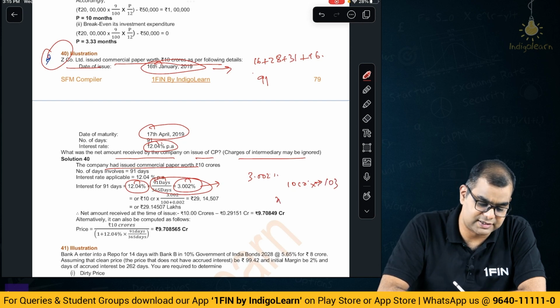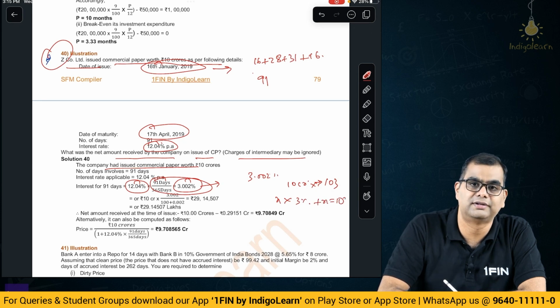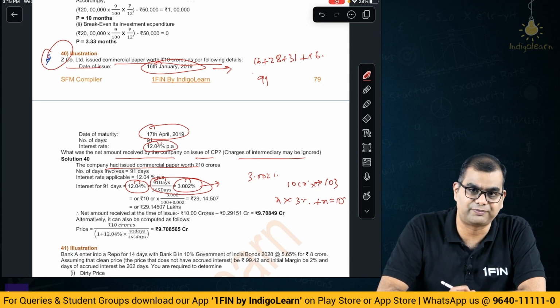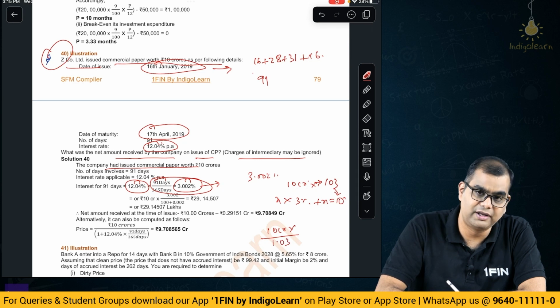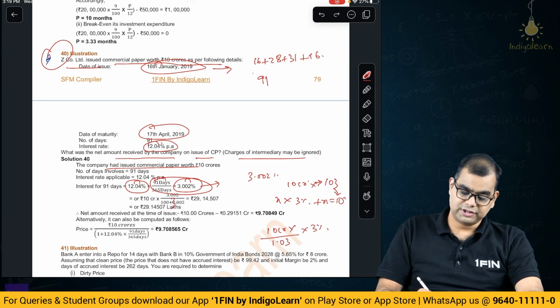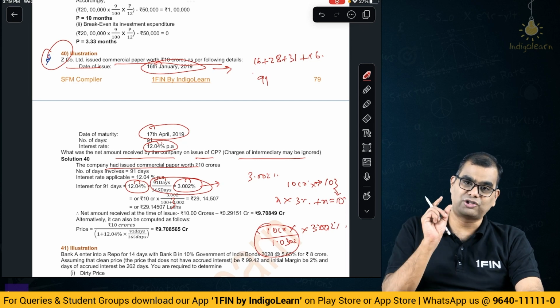So, there is some x into 3% plus x is equal to 10. Right. So, 10 is basically the amount after adding interest. So, 10 is equivalent to 103. So, 10 crores divided by 103 into 3%. So, what you do is 10 crores divided by 1.03002 into 3.002%. This will give you the actual interest that is paid.